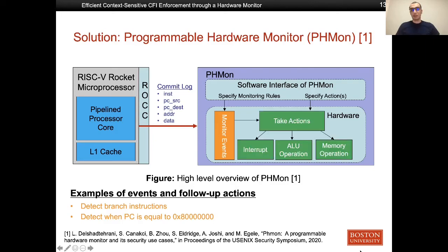Once we detect an event with PHMon, we can take follow-up actions in the form of an interrupt, an ALU operation, or a memory operation. For instance, upon detecting a branch instruction, we can write the source address of that branch instruction into memory as a follow-up action, or when we detect a program counter value equal to 0x00, we can raise an interrupt.